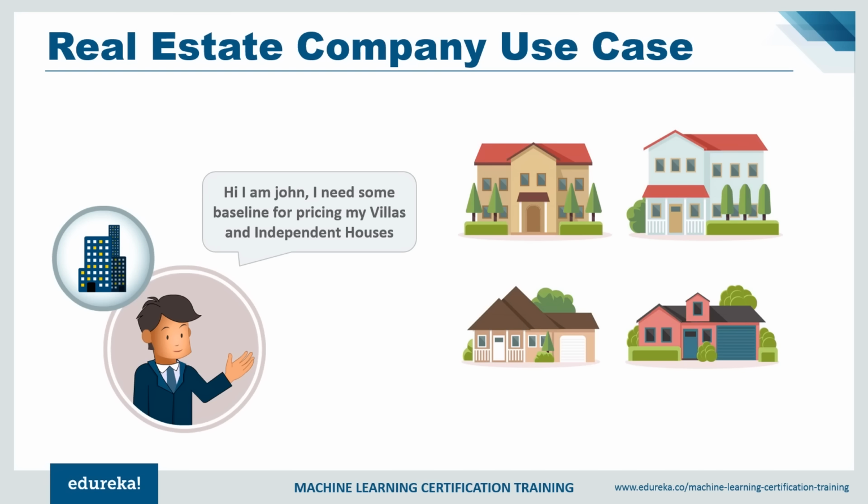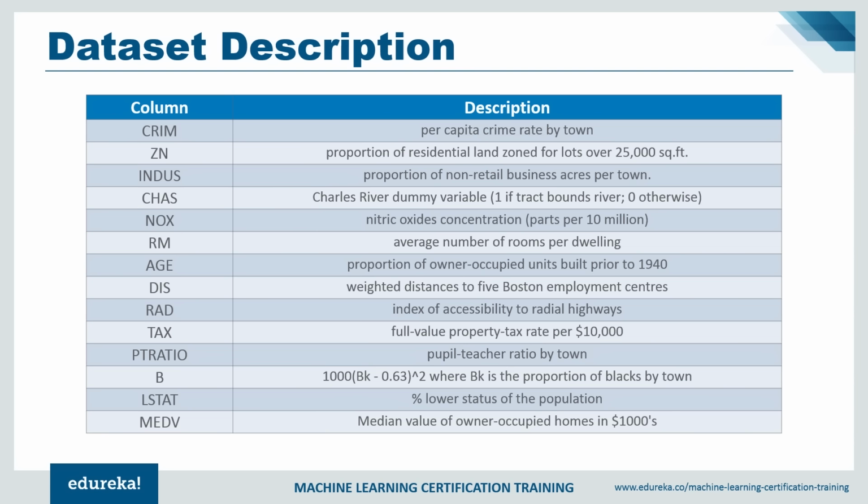First of all, there is a real estate company use case, which I'm going to talk about. Here we have John. He has some baseline for pricing the villas and the independent houses he has in Boston. Here we have the dataset description, which we're going to use. This dataset has different columns such as the crime rate per capita, which is CRIM. It has the proportion of residential land zoned for lots, the proportion of non-retail business, the river, the nitric oxide concentration, the average number of rooms, the proportion of owner-occupied units built prior to 1940, the distance to the 5 Boston employment centers, the index of accessibility to radial highways, and much more.